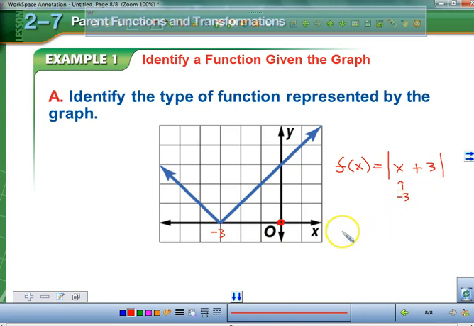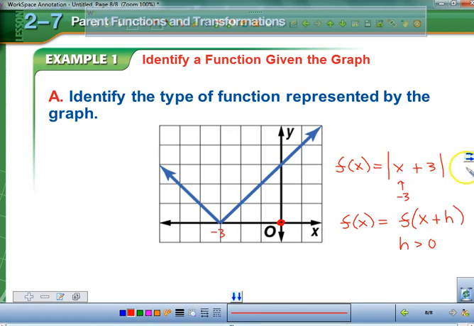So I need you guys to understand this. When you guys are dealing with translations, if it says f of x equals, and you do f of x plus a number, like the h is what? H is greater than 0. That's going to shift it that many units left. Okay?